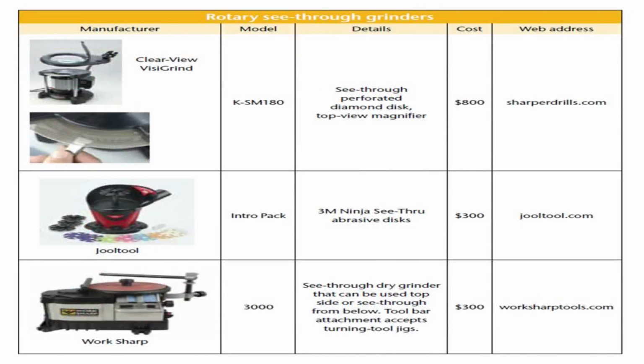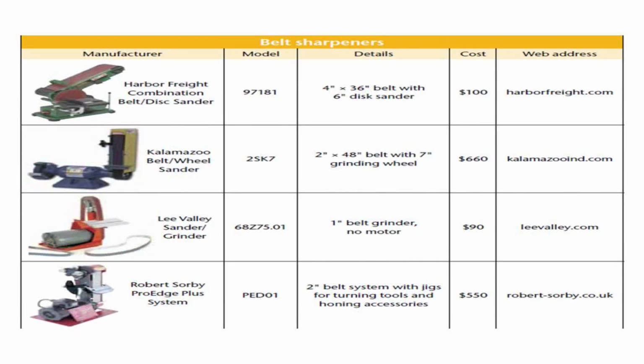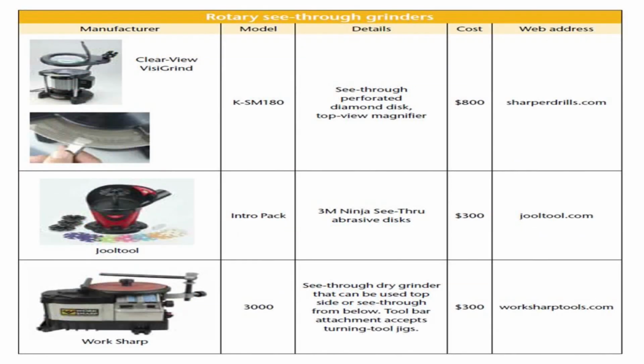And then there's the rotary see-through, next one. The rotary see-through, which again, has a platen with an abrasive on the surface of it. Some of them you can actually see through the wheel as it spins, so that you can see the face that you're cutting. I've seen some pretty impressive stuff with this.